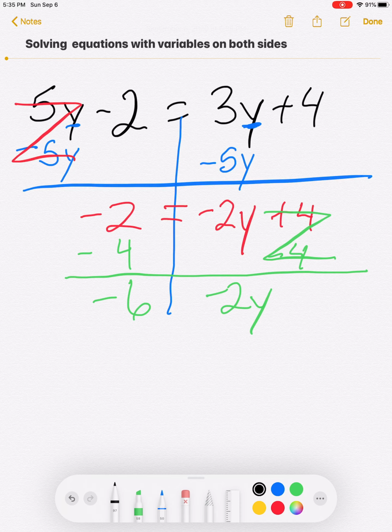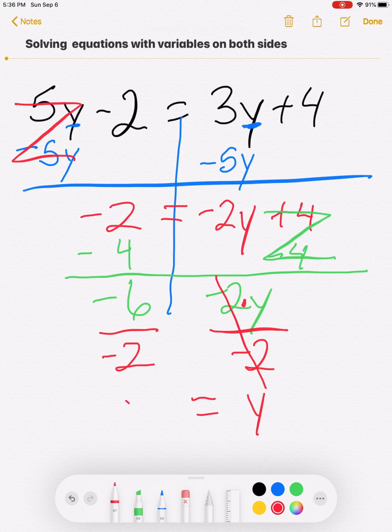So remember, this is multiplying 2 times y. So the inverse of multiplying would be to divide both sides by 2. Or negative 2, I'm sorry. So we cancel out our negative 2's and we're left with y is equal to 3. Negative 6 divided by negative 2 is 3. So that's one way to work that.